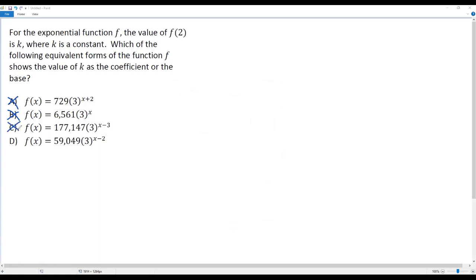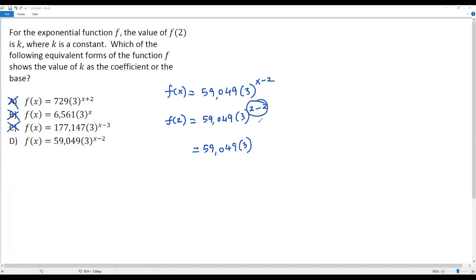Okay, now let's verify the function f of x in answer choice D. That is f of x equals 59,049 times 3 to the power of x minus 2. Let's plug in x equals 2 into the function f of x over here to get the value of k. That is f of 2 equals 59,049 times 3 to the power of 2 minus 2. 2 minus 2 is 0.